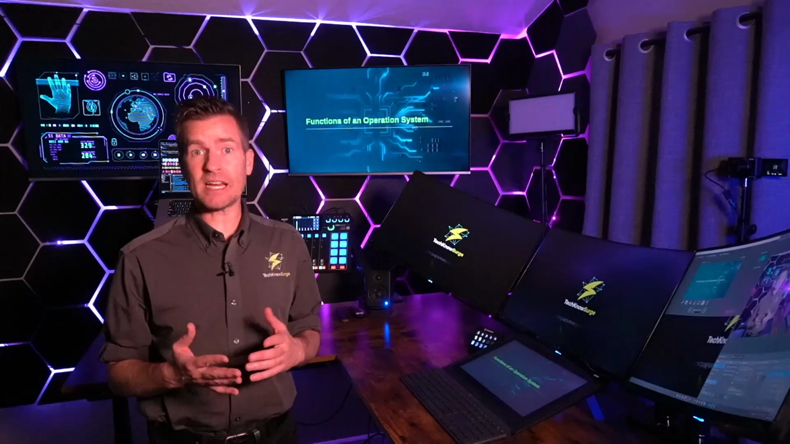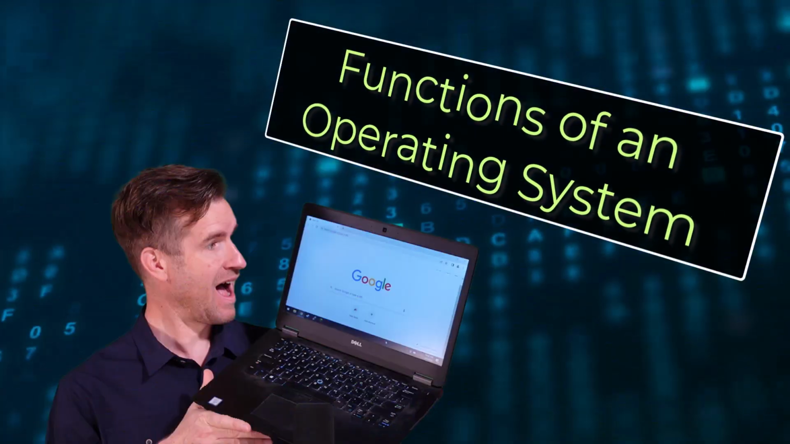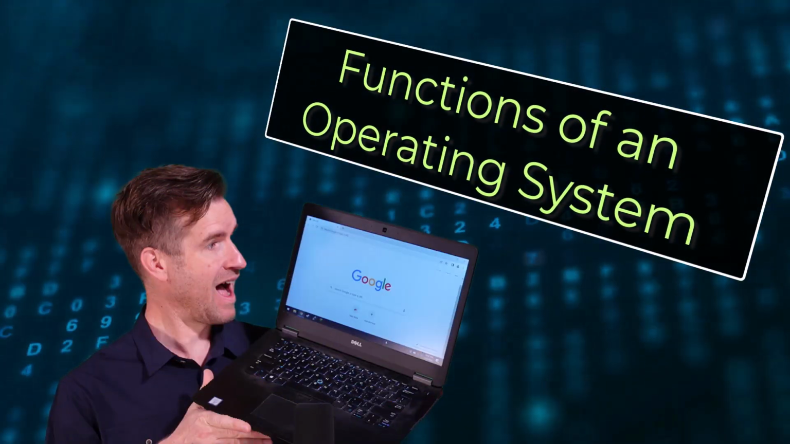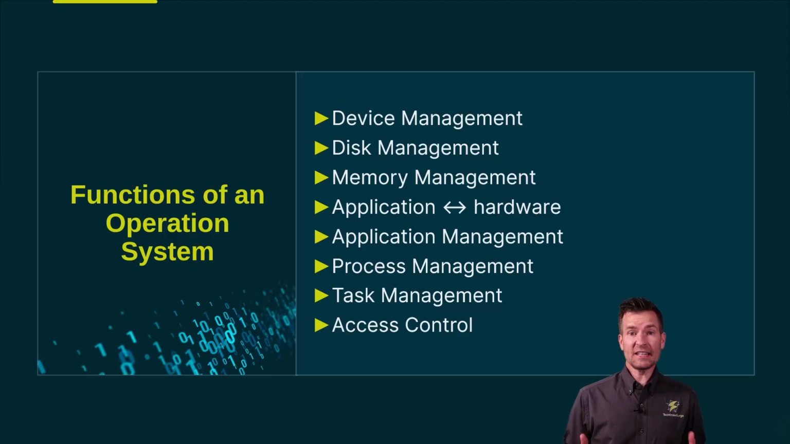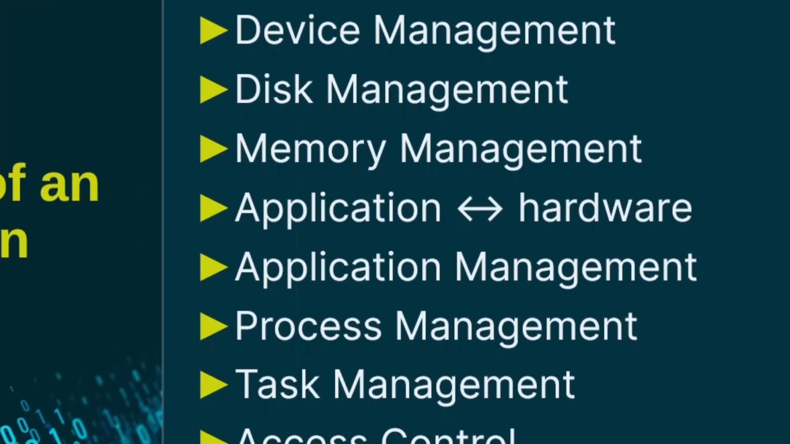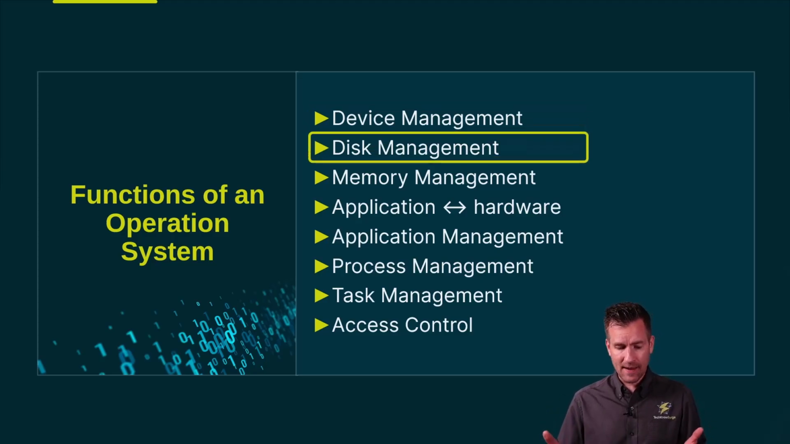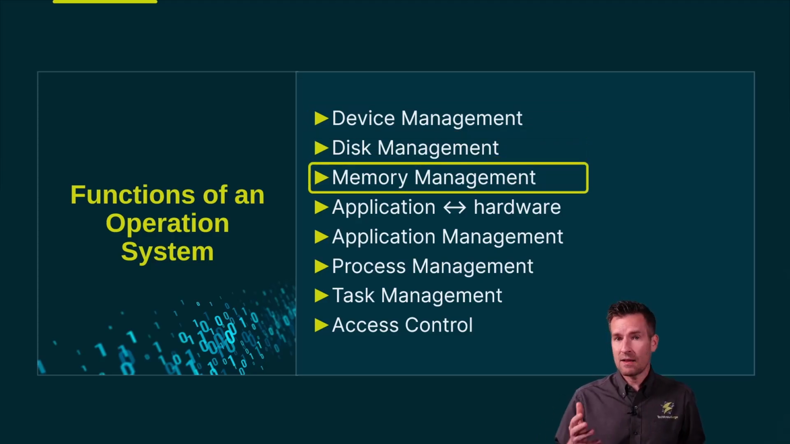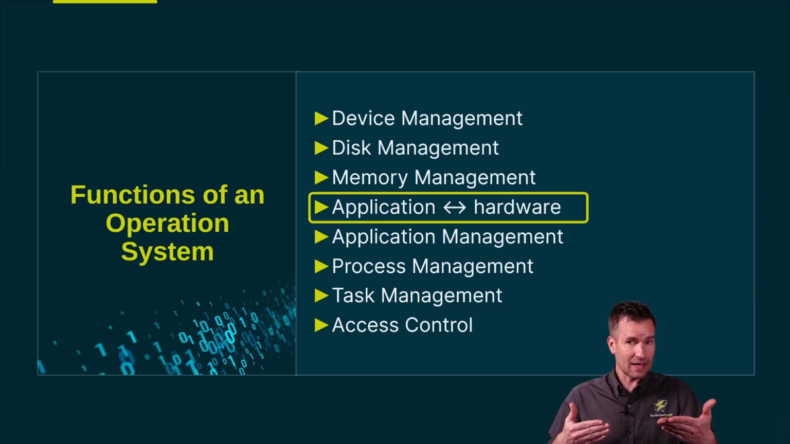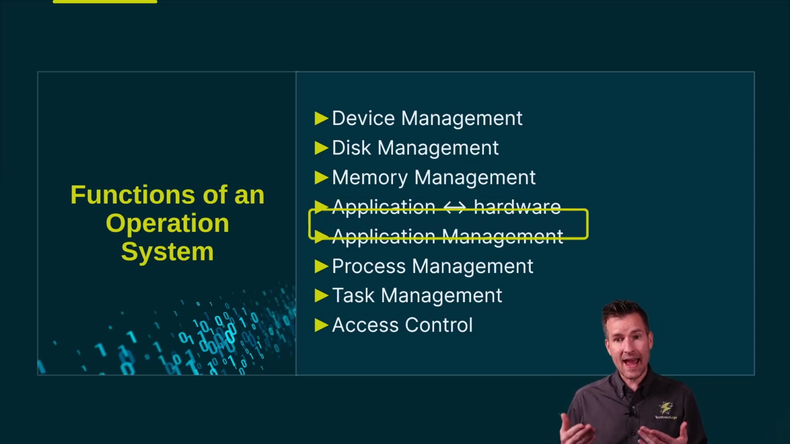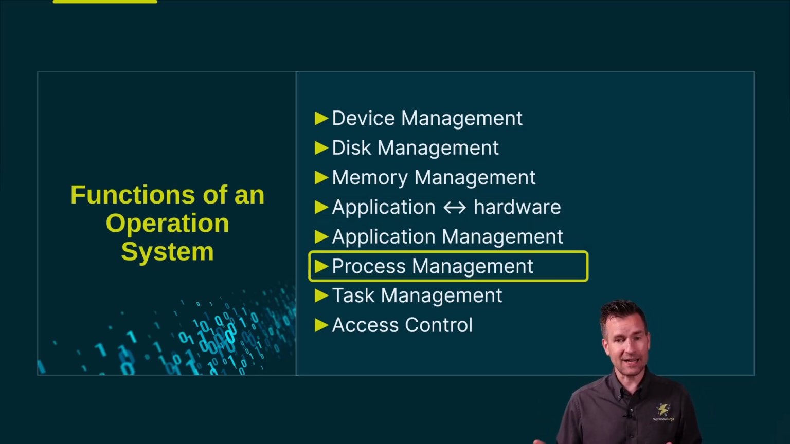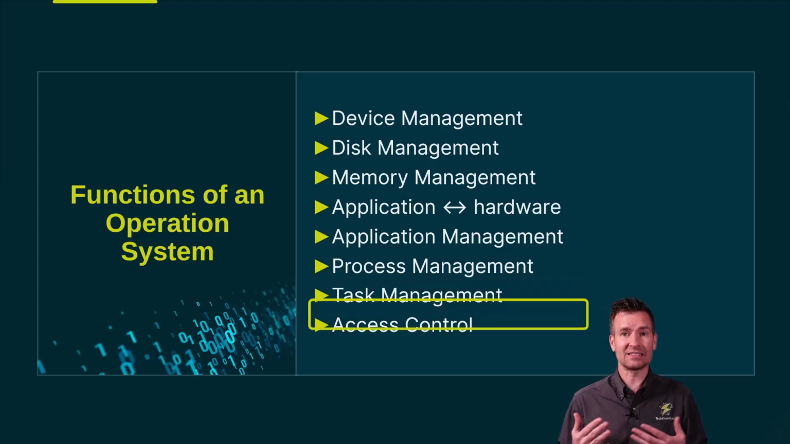In this lesson, let's cover what those functions are. Here are the different functions of your operating system. Quite honestly, there is some overlap between these, but this gives us a good idea of what functions your operating system carries out. So, device management, disk management, memory management. It's the interface between the application and the hardware. The application management, process management, task management, and access control.